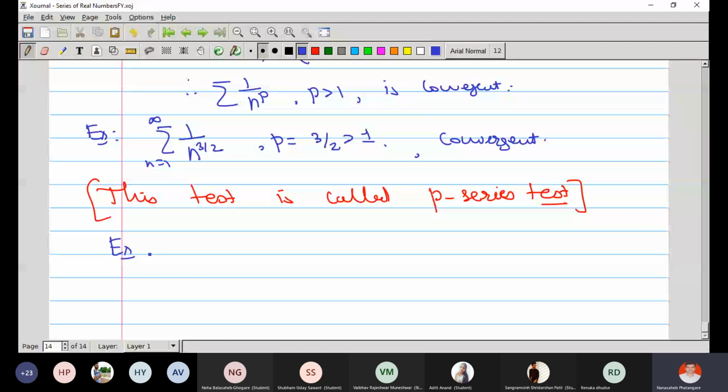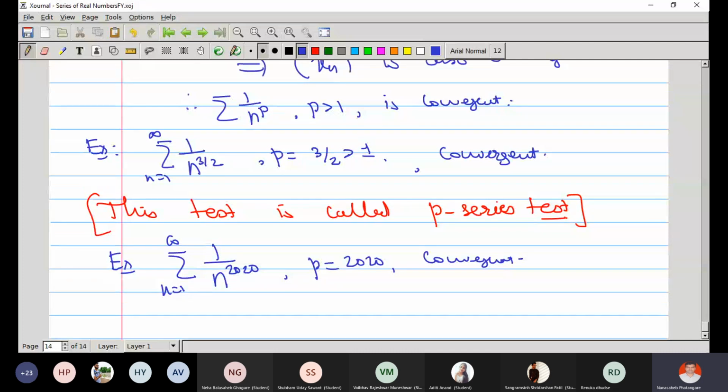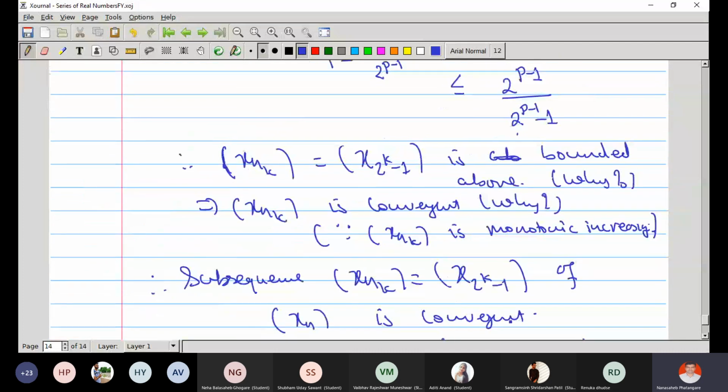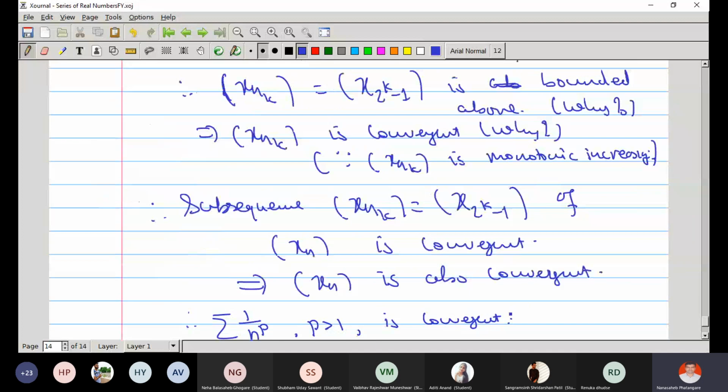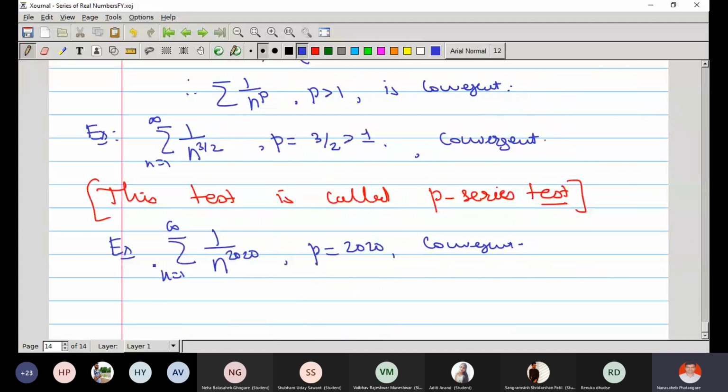Certainly. Now you look at 1 upon n to the power 20. Is it convergent? What is p here? Convergent. Because we have proved the general result: once your p is greater than 1, the series is definitely convergent, the sum is finite. But what about if p is less than 1?